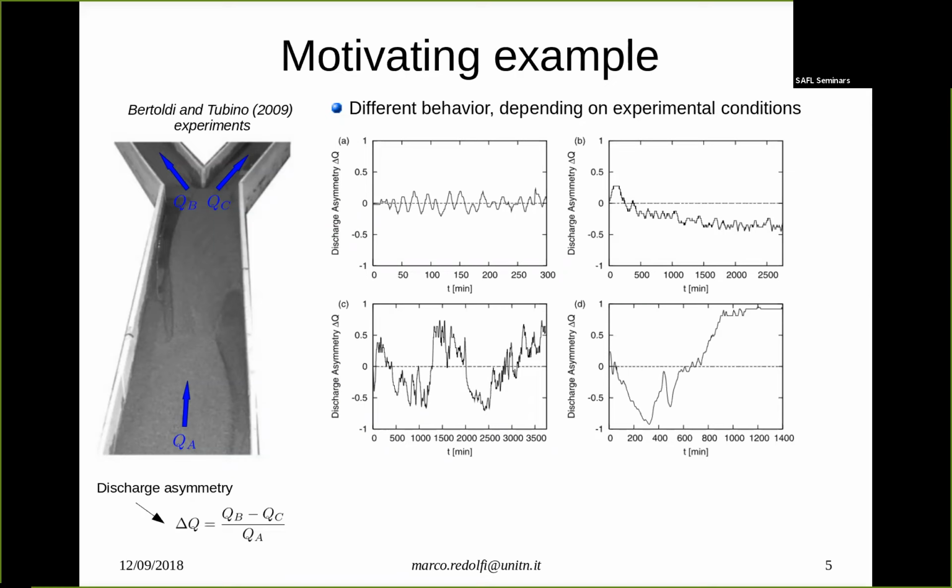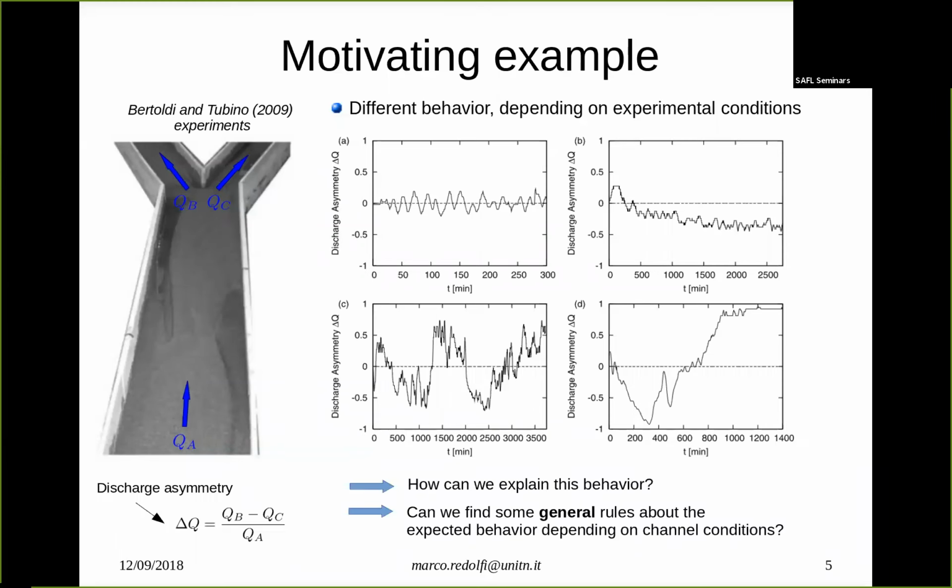In some cases, the bifurcation stays nearly balanced. Sometimes one of the channels tends to carry more water. Sometimes you have a periodic switching of the dominant channel. And sometimes you can even have a complete closure of one of the branches due to sedimentation at the entrance of the channel. So how can we explain this behavior? Is it possible to find some general rules about the response of the bifurcation depending on the channel conditions?